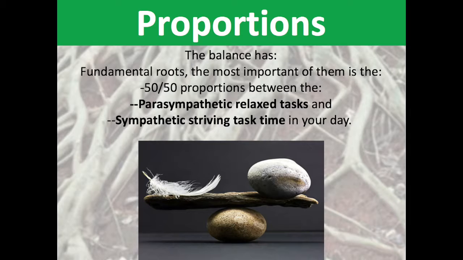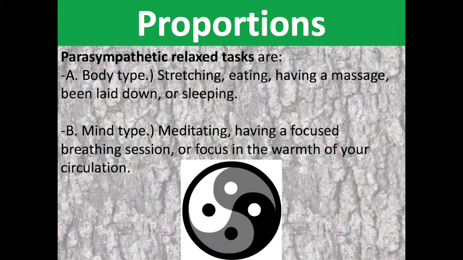The most important of them is the 50-50 proportions between the parasympathetic relaxed tasks and the sympathetic striving task time in your day. Proportions. Tasks that can be characterized as parasympathetic relaxed tasks are A. Body types such as stretching, eating, having a massage, lying down, or sleeping, and B. Mind types such as meditating, having a focused breathing session, or focusing on the warmth of your circulation.